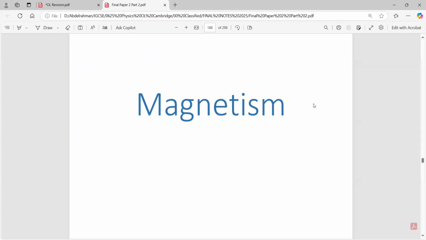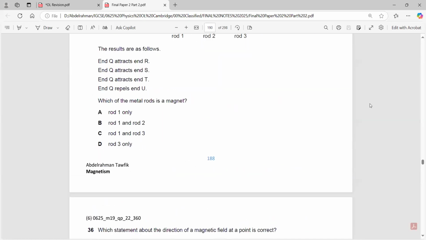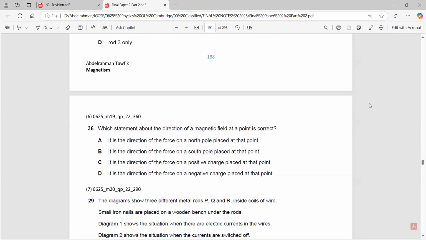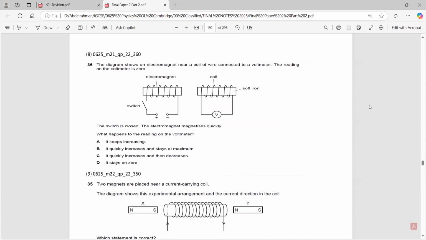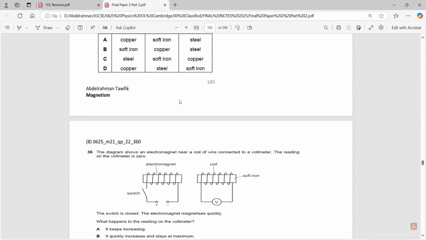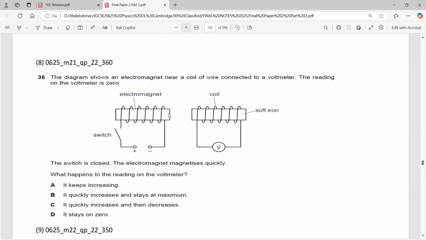So you have magnetism, which is on page 186. If you open up, for example, a question, let's check out question 8, which is on page 190.